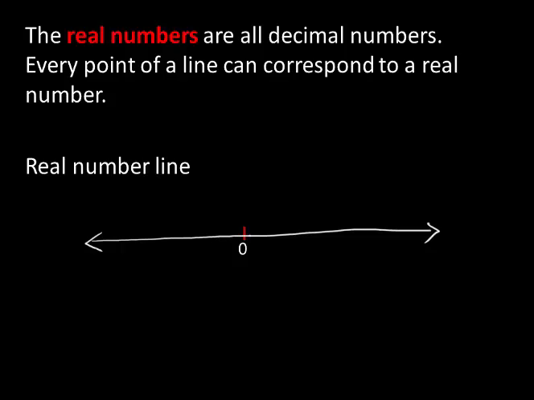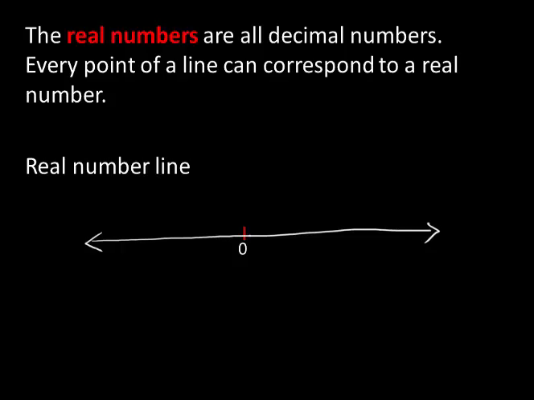Well, I see that the line I had drawn on the slide is not showing, so my lines will be a bit crooked. I have to do them by hand. The real numbers are all decimal numbers, and they correspond to points of a line. Every point corresponds to a real number, and every decimal number corresponds to a point.